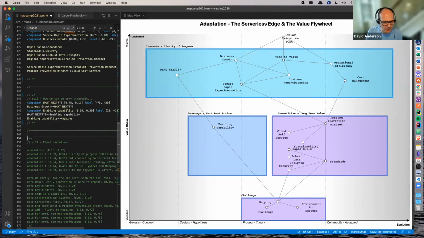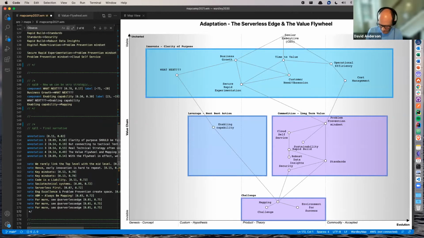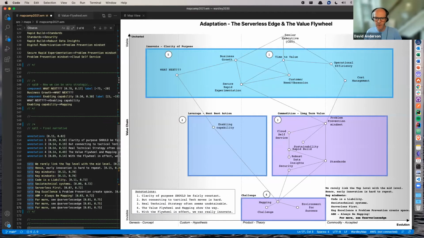So let's take a pause there and maybe put some annotations on this map as I start to close out. Hopefully everyone's following this. I've stuck a couple of quick annotations here. Number one, the clarity of purpose should be fairly constant. If your senior executive team say we have 3 top goals, they'll probably remain high-level goals: operational efficiency, time to value, business growth. Whatever way they're phrased, they're always thereabouts at the high level, that kind of vision. So these don't change too much in a single company. I wouldn't say they're evergreens, but it's not like they change every month.